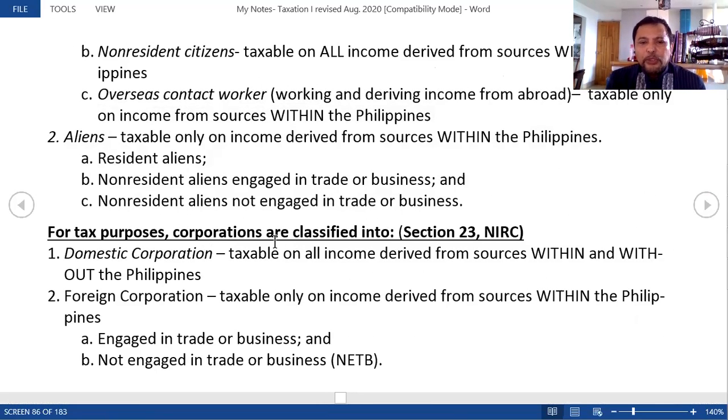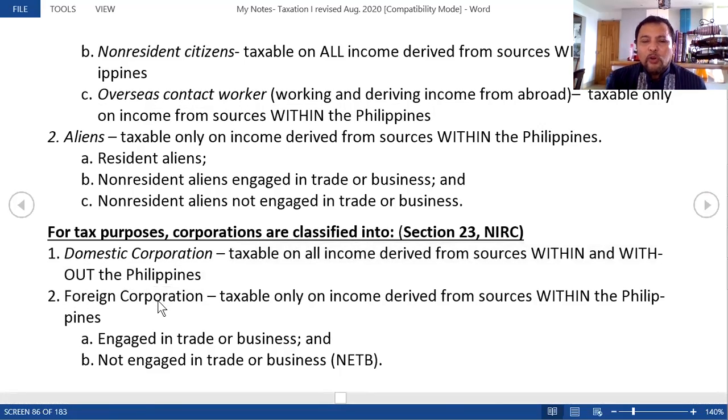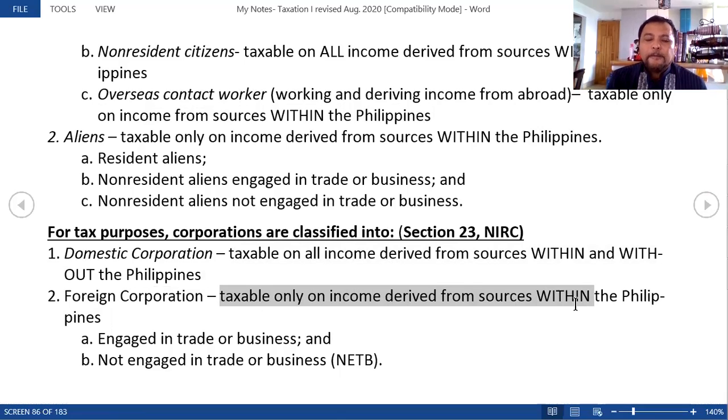Right, for tax purposes, corporations are classified into the following: domestic corporations and foreign corporations. Domestic corporations are those which are registered here in the Philippines. They are taxable on all income derived from sources within and without. So both inside the Philippines taxed, outside the Philippines also taxed. For foreign corporations, these are corporations registered in a different country, they are only taxable for income earned here in the Philippines. So only income derived here in the Philippines, sources within.